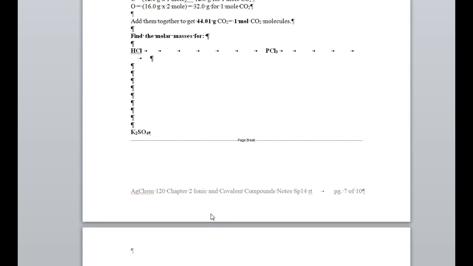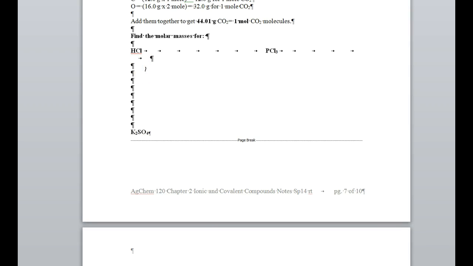So let's go ahead and try the moles. I'm going to go ahead and turn the lights on here. Let's try the next problems that we have on here. What they want us to do is find the molar masses. Let's try HCl first. Okay, so let's see if I can figure out how to use this pen on here and actually do something.